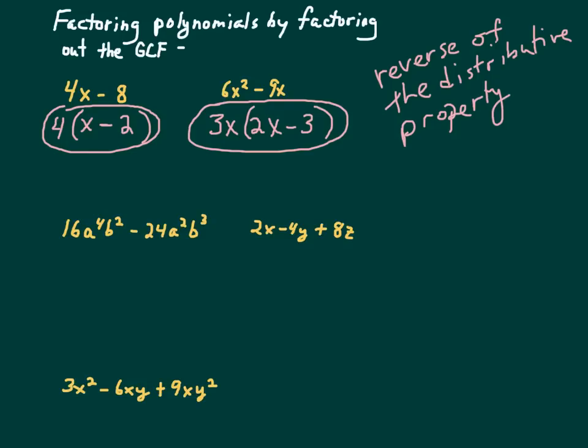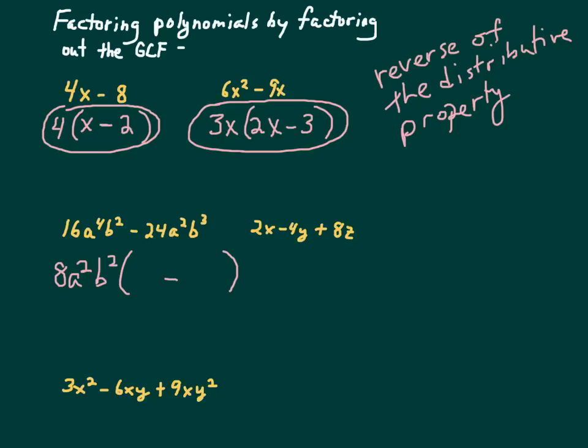A little more complicated down here. I've got 16a to the 4th b squared minus 24a squared b cubed. I'm not taking the time to show the process for finding the greatest common factor. Hopefully you can start to eyeball this, but the greatest common factor of 16 and 24 is 8. The greatest common factor of a to the fourth and a squared is a squared. The greatest common factor of b squared and b cubed is b squared. And then I'm going to multiply by the two factors that get what I started with.